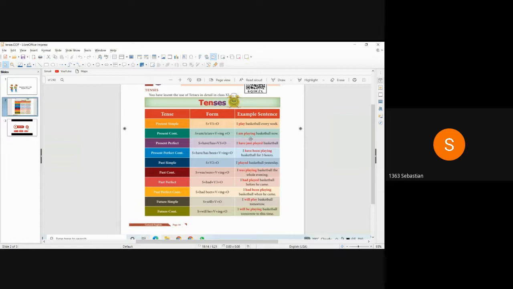Usages of present continuous tense. To indicate action occurring at the time of speaking. So, I am playing basketball now. To indicate a temporary action that may not be occurring at the time of speaking. That means for planned action, for temporary action, we are using present continuous tense. Example: my uncle is coming tomorrow.